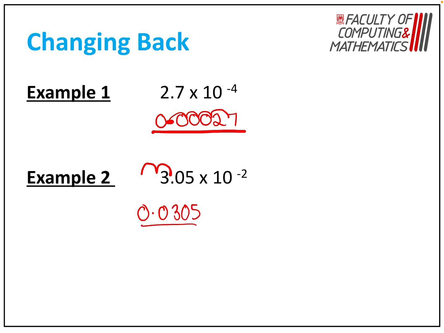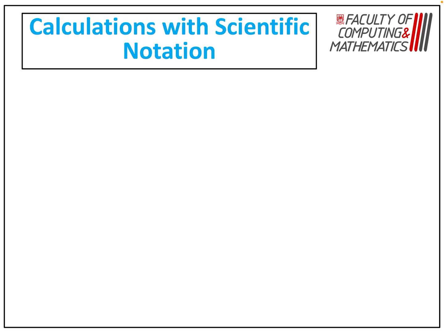0.0305. A good tip with this one is to look at the number, and if the number is the number 4 there, then you will actually end up with 4 zeros here in the answer. If the power was negative 2, then you end up with 2 zeros in the answer. But the first one will always be in front of the decimal point. So they're just a couple of shortcuts for you. Okay, so moving on.